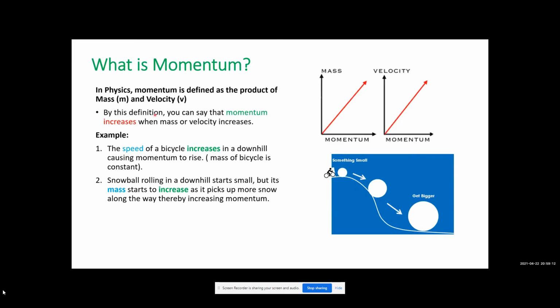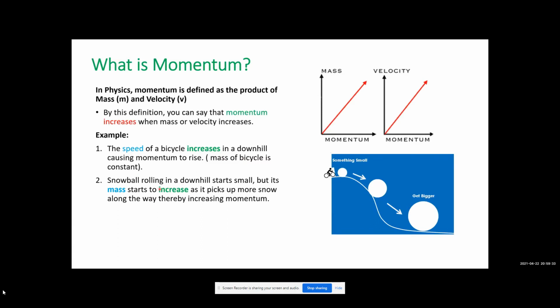Okay, let's take the first example. Let's say you're riding a bike downhill without doing anything. Because of the downhill, your speed increases, right? The downhill causes momentum to rise, causing the speed of the bicycle to increase. So that's one example of momentum.